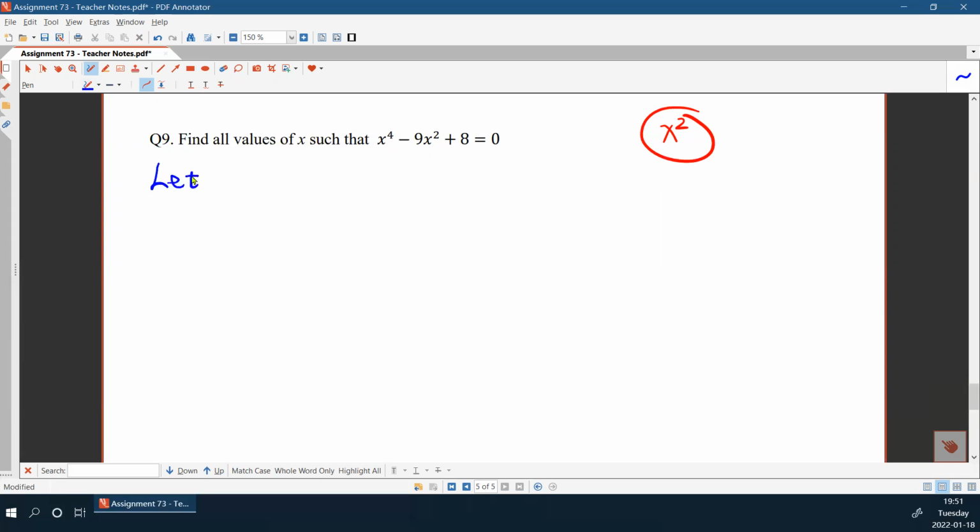We can just let x squared equal u, right? Or if you don't like the letter u, you can use some other letters. For example, you can also use m, right? So tell me, if I let x squared equal m, the original equation, for example, equation 1, can be rewritten as well. So x to the power of 4 is actually to the power of 2, then power of 2, right?